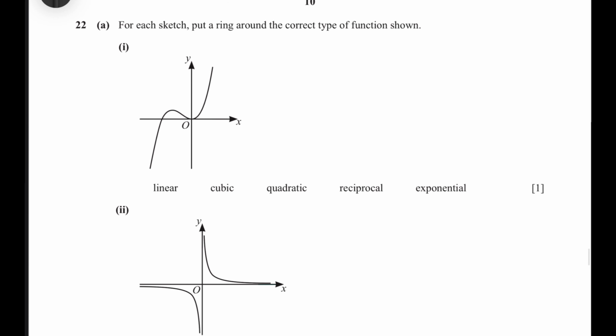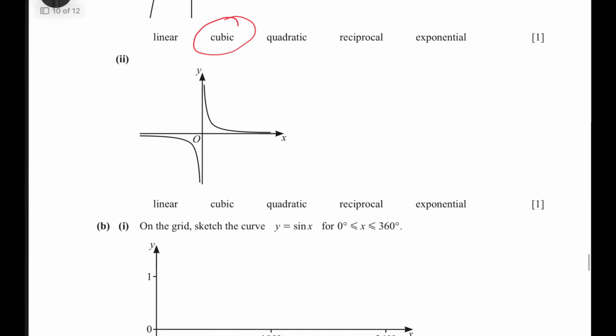Okay, now 22nd. For each sketch, put a ring around the correct type of function shown. As you must be knowing, this is actually a cubic function. This one is the reciprocal one.